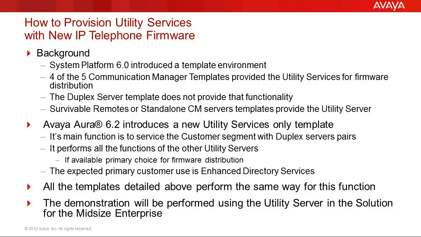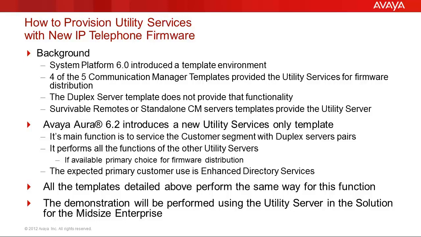System Platform 6.0 introduced 5 new Communication Manager templates. 4 of the 5 templates provided utility services capabilities. Avaya Aura 6.2 introduced a single template for utility services. The anticipated primary use for this template is the enhanced directory function, but if it's available, this should be used as a primary method to distribute IP telephone firmware.